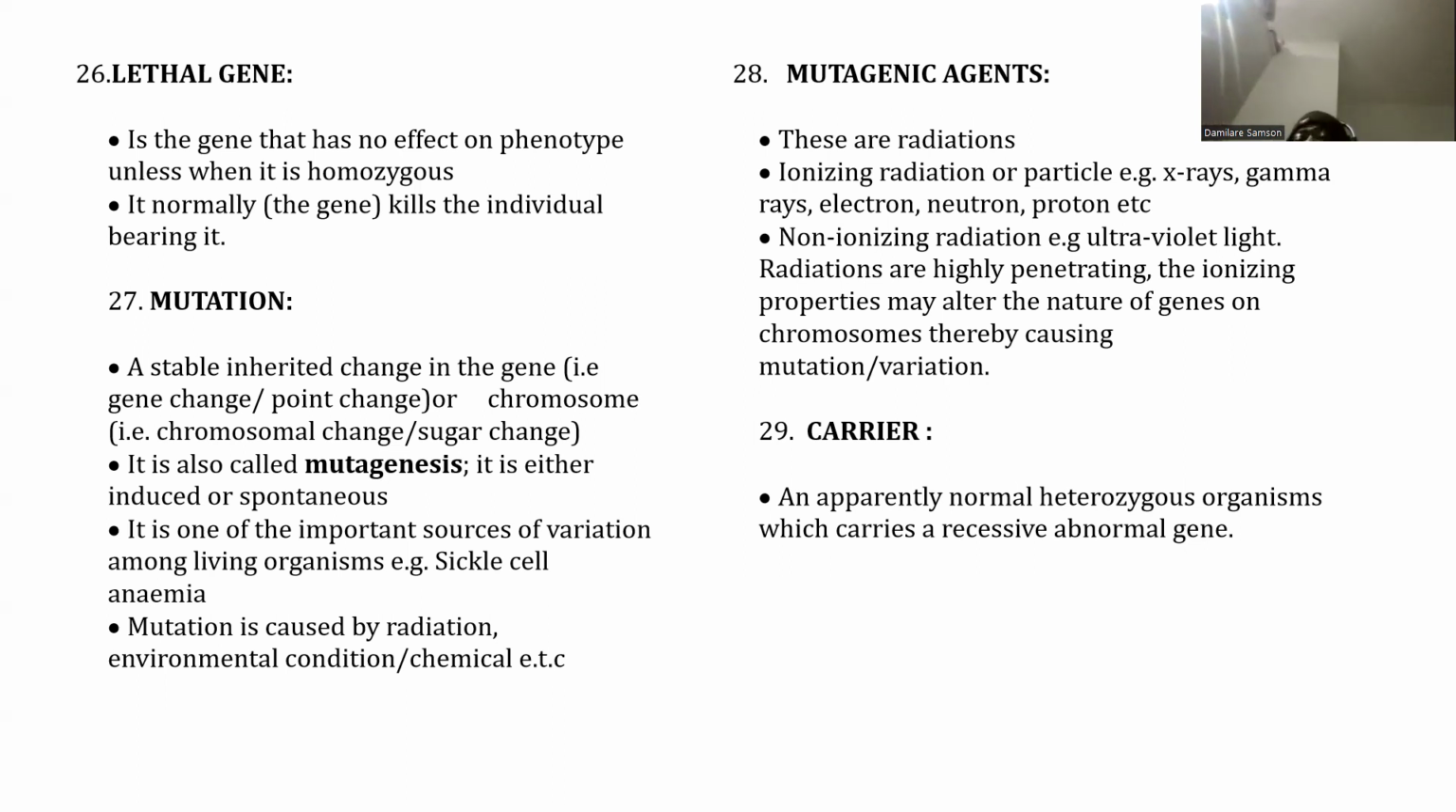Now, what are mutagenic agents? So we now want to look at some of the agents. I think I've mentioned them, but we still want to talk about them. Mutagenic agents. These are radiations, ionizing radiations or particles, X-ray. Now you will see during pregnancy, they will tell pregnant women not to expose themselves too much to X-rays.